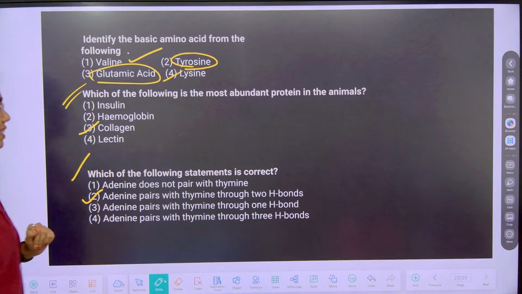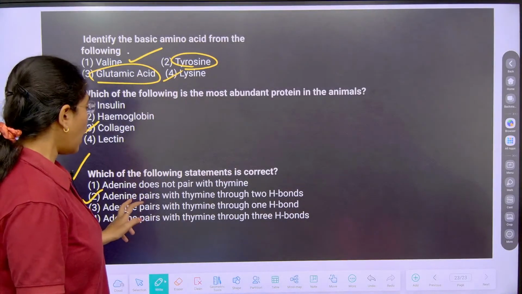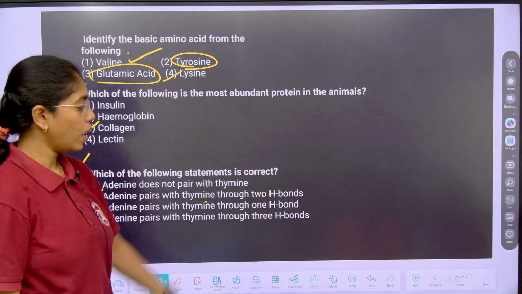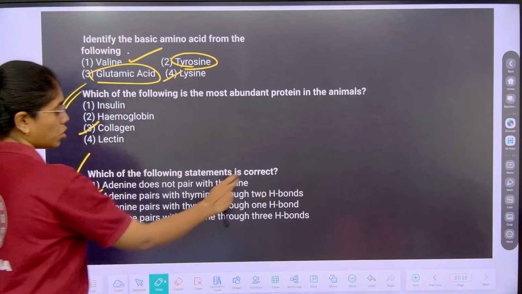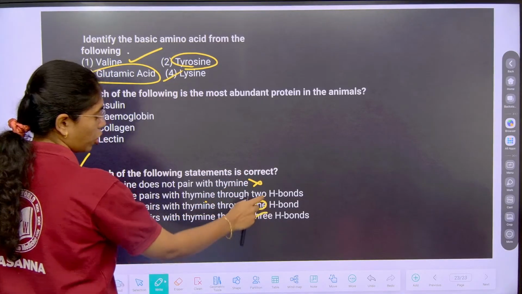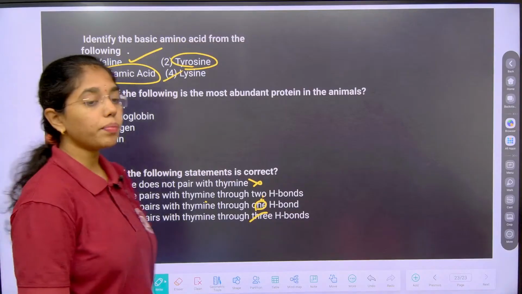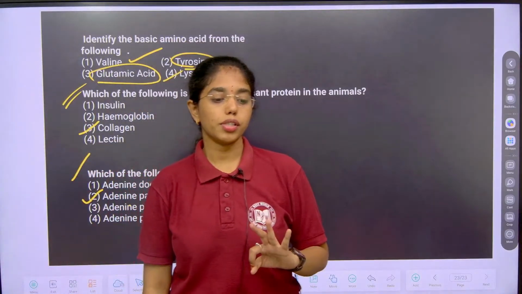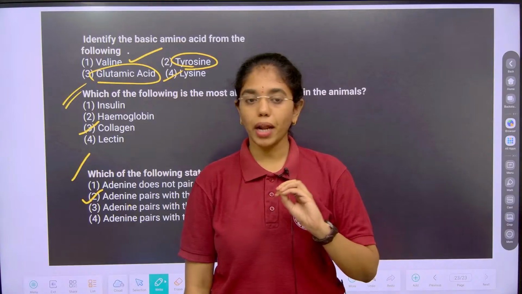Which of the following statements is correct? Adenine pairs with thymine with 2 hydrogen bonds. This is wrong. It is not with 1 or 3 bonds. It is with 2 bonds. Guanine pairs with cytosine with 3 bonds. Right? So the questionnaire practice is done.